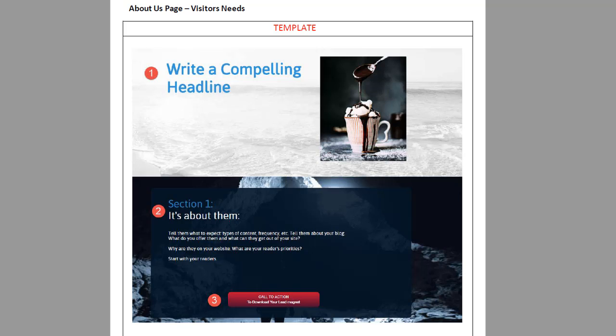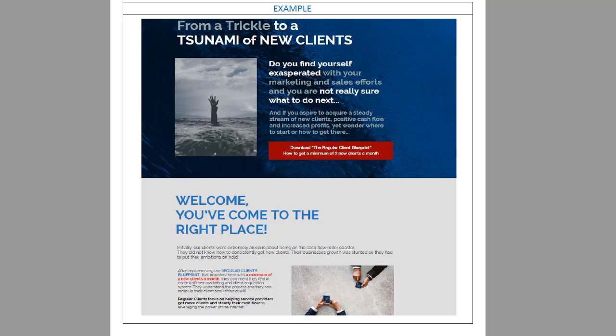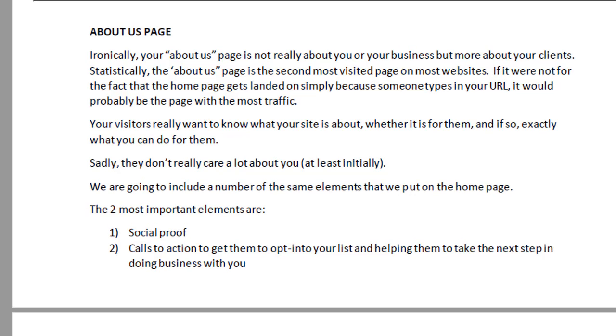Right now, it's time for us to turn our attention to the About Us page. And the first thing there is really all about our visitors' needs. So as you can see, we've got three key areas that we need to concentrate on there. We can have a look at the template. And then if we have a look at what I did on my site, you can see how I've actually gone ahead and adapted the template to something that actually suits me and my particular business. So let's go and have a look at what that's all about.